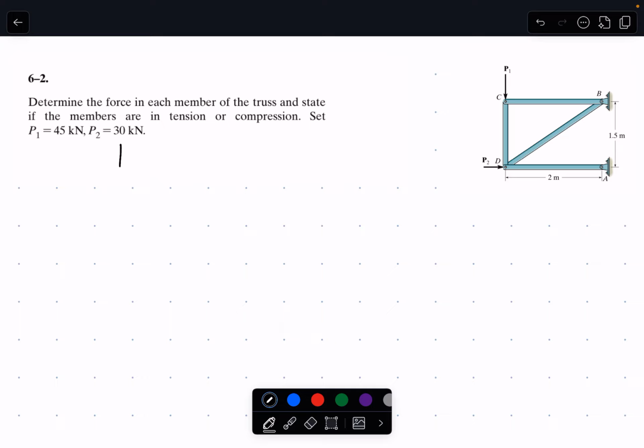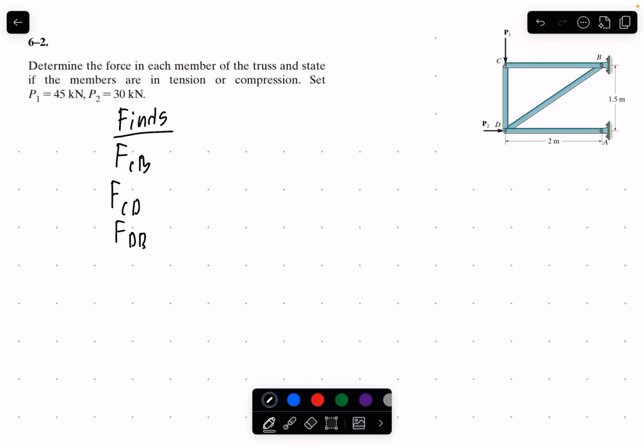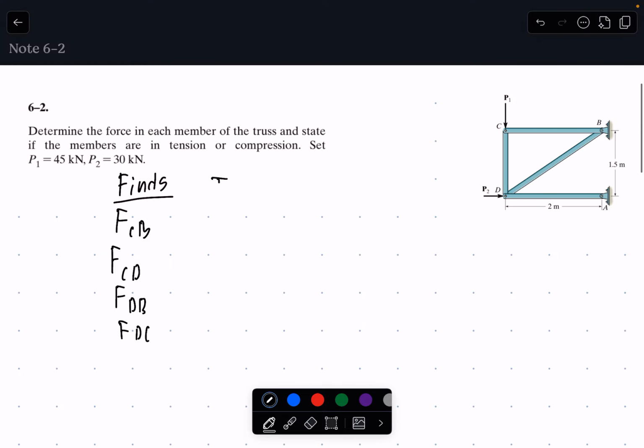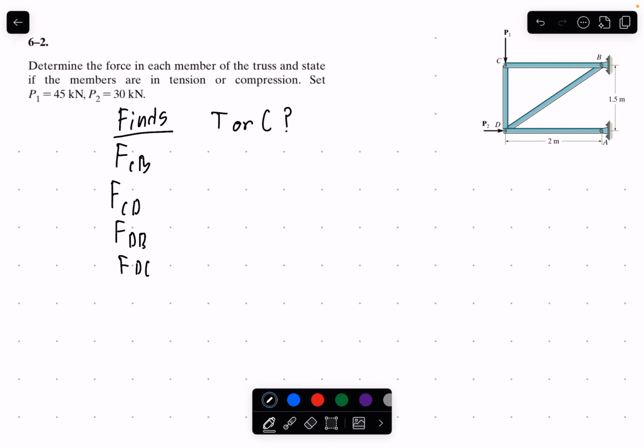But of course, we're going to start with the find variables, I should say. We have all the forces in each member. So force in member CB, force in member CD, force in member DB, and force in member DA. And we have to also determine if they're in tension or compression. Okay. So if we start with a free body diagram of point C.